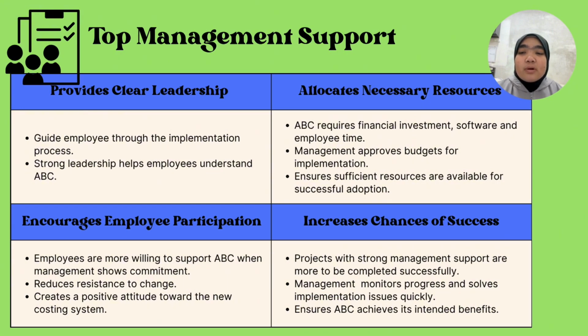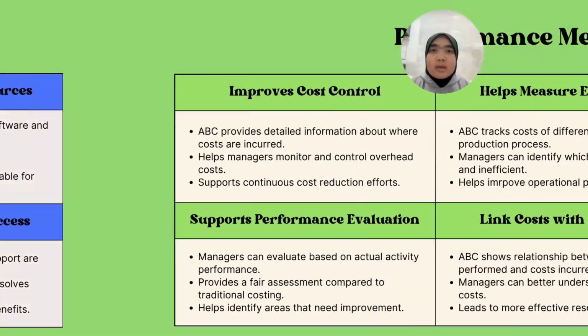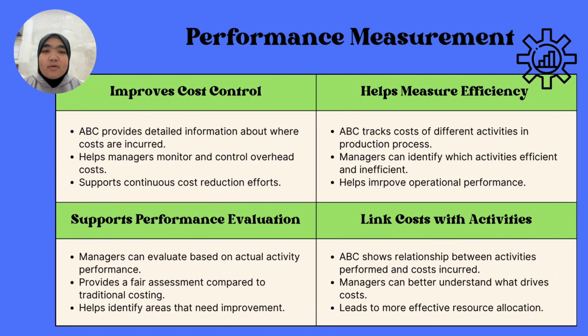Management can monitor progress, solve implementation issues quickly, and ensure that activity-based costing achieves its intended benefits. The third factor is performance measurement. First, activity-based costing improves cost control by providing detailed information about where costs are incurred. This allows managers to monitor overhead costs more effectively and identify opportunities for continuous cost reduction.